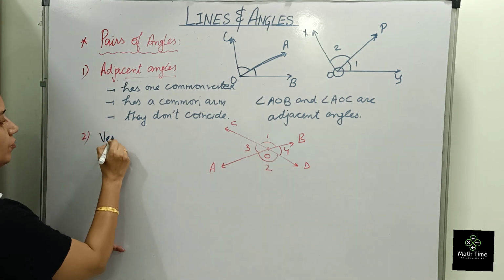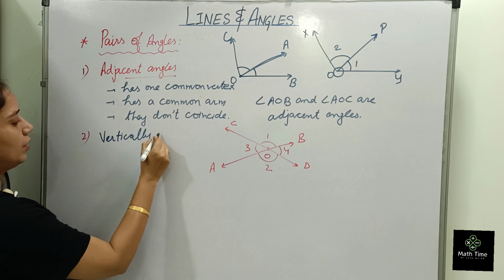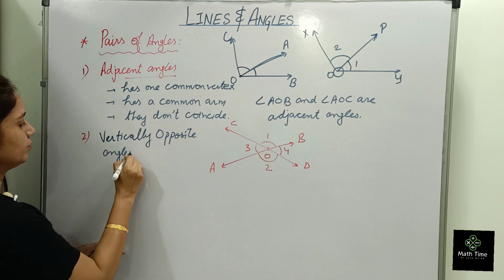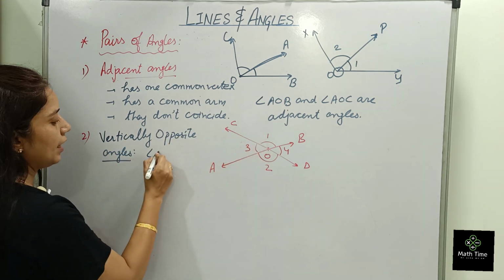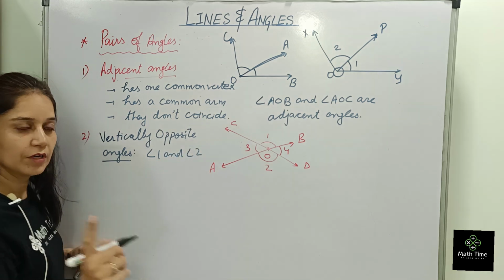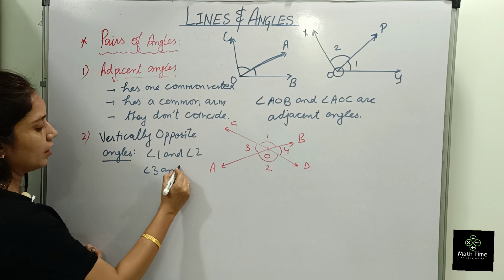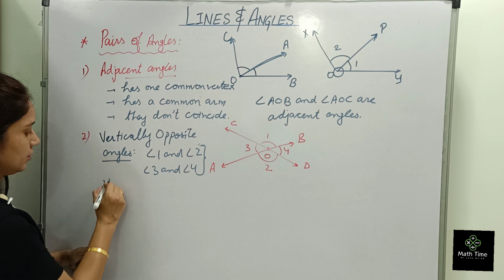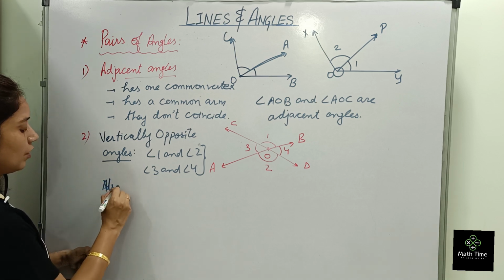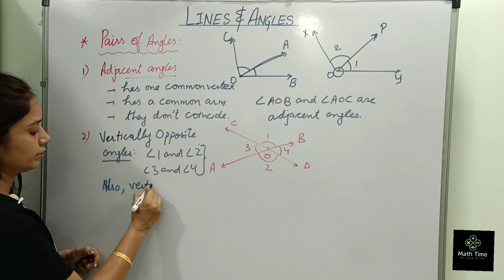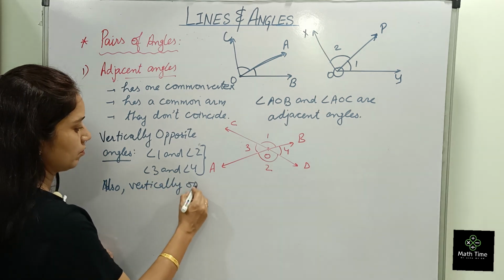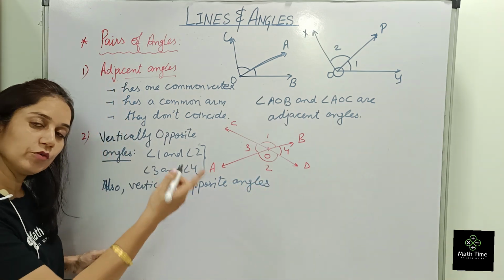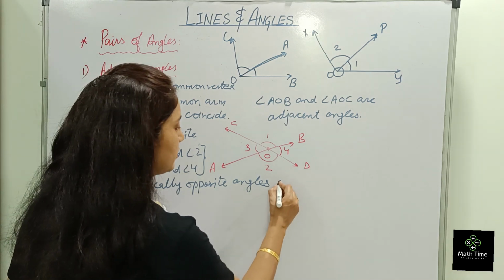Let us write next type of angles. Vertically opposite angles. Here from the figure you can see angle 1 and angle 2, one pair, angle 3 and angle 4. These are vertically opposite angles. Also, vertically opposite angles are equal. If measure of one angle you know, then you can find the measure of another vertically opposite angle.